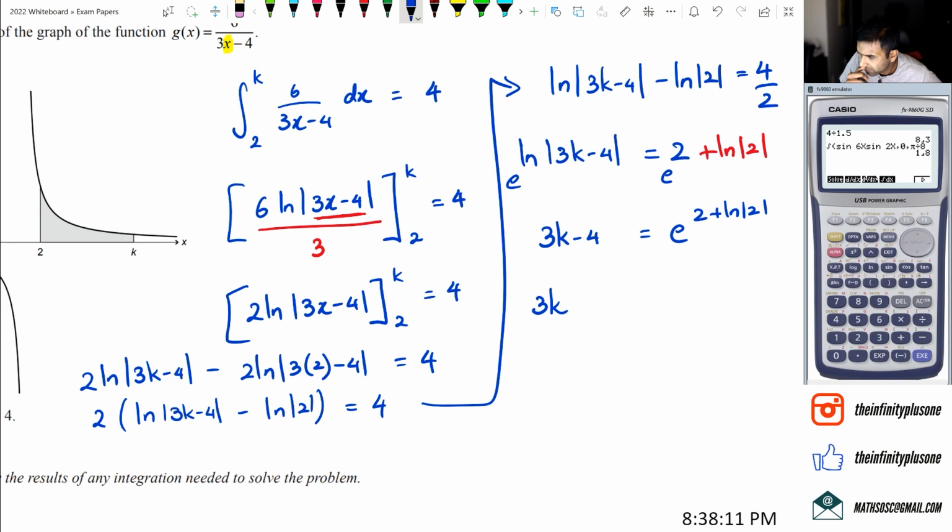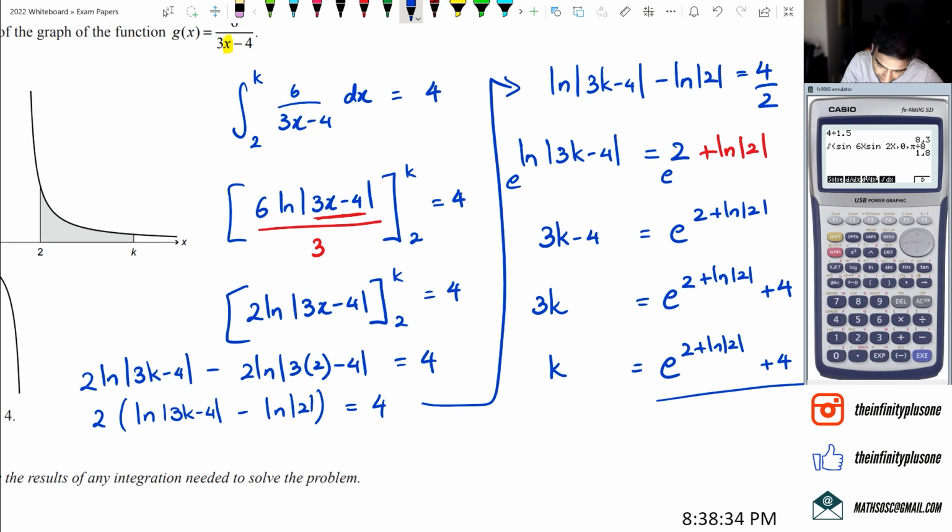can I do this any further? I'm trying to make it easy, but let's just do it this way, it's fine. I could do e to the power of 2 plus ln of 2, I can get rid of it, but that's alright, I'm just going to leave it as it is. And I've got plus 4, and then k is equal to e to the power of 2 plus ln of 2 plus 4, and the whole thing is divided by 3. I'll put that plus 4 in red so you guys can actually see what's happening.